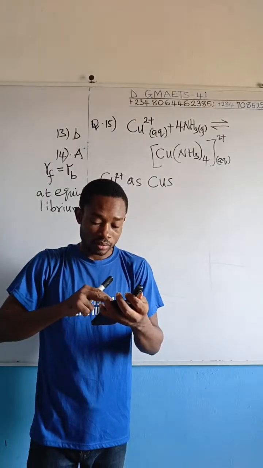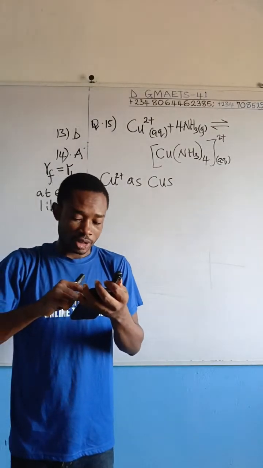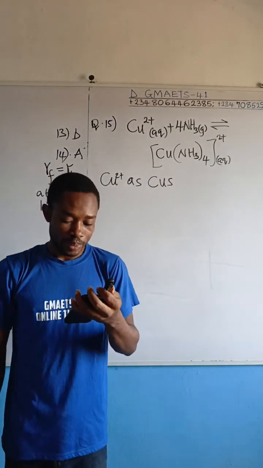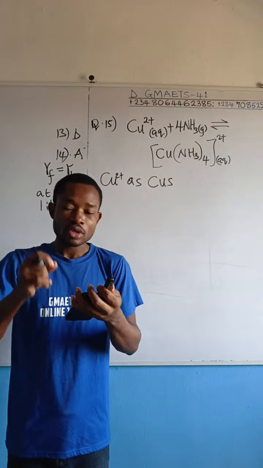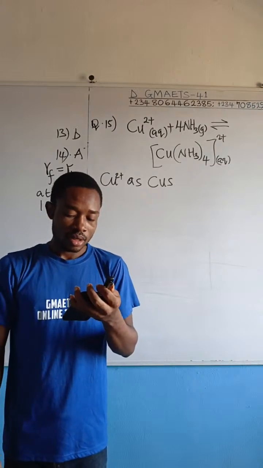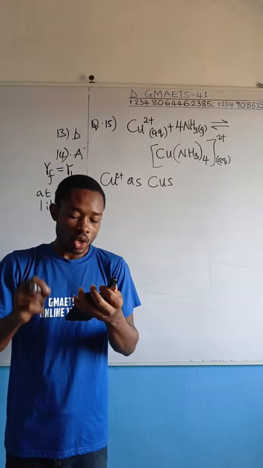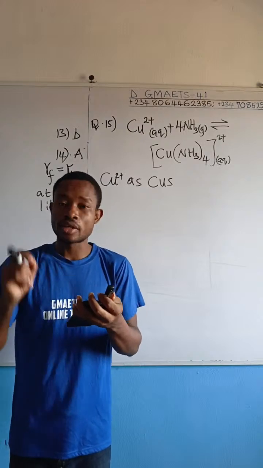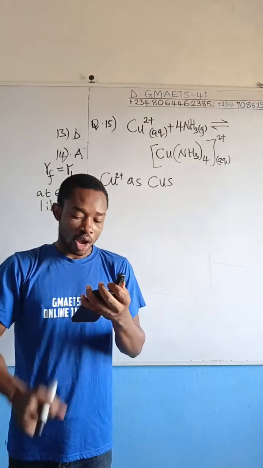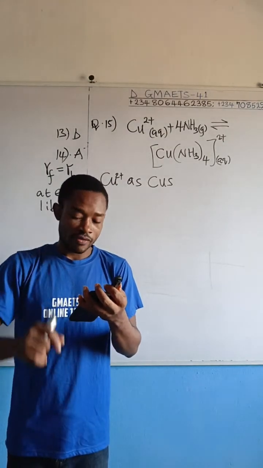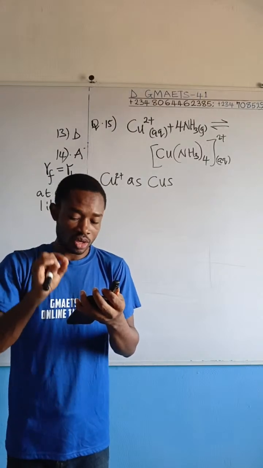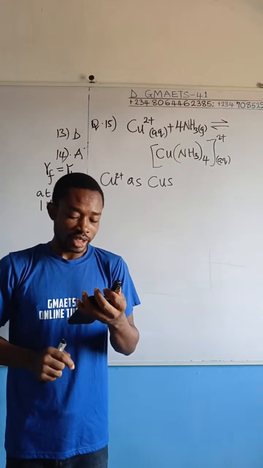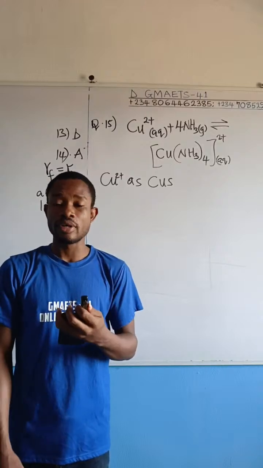That's the question. I'm going to dictate the options. A, there will be no effect. B, the equilibrium will shift to the right. C, more ammonia concentration will be generated. D, ammonia concentration will decrease. Let me take the options again. A, there will be no effect. B, the equilibrium will shift to the right. C, more ammonia concentration will be generated. D, ammonia concentration will decrease.